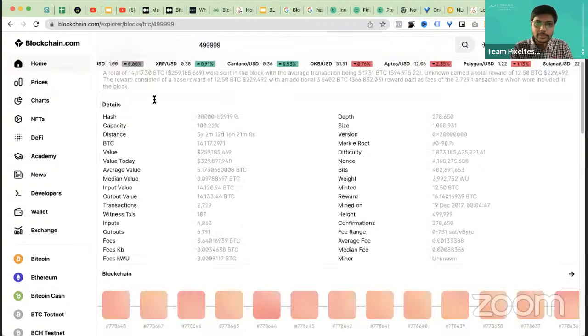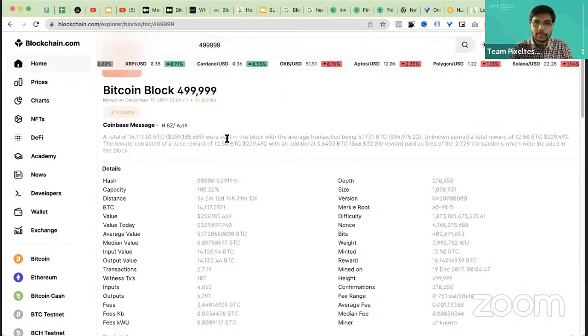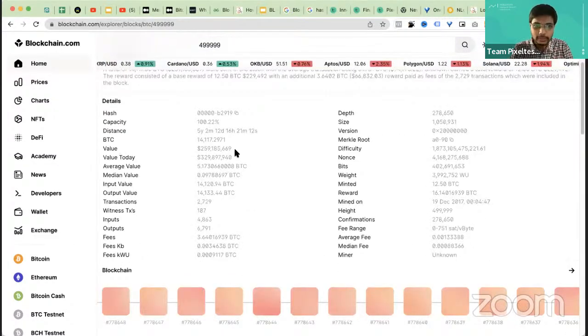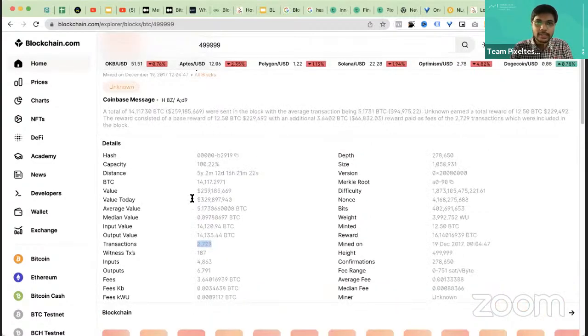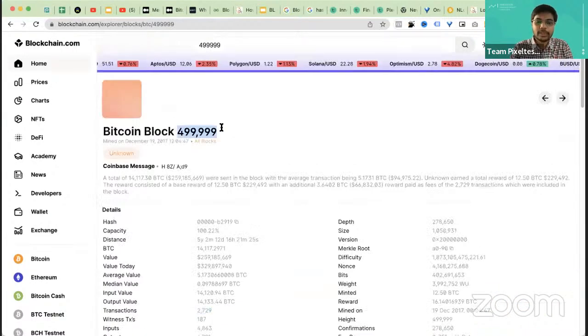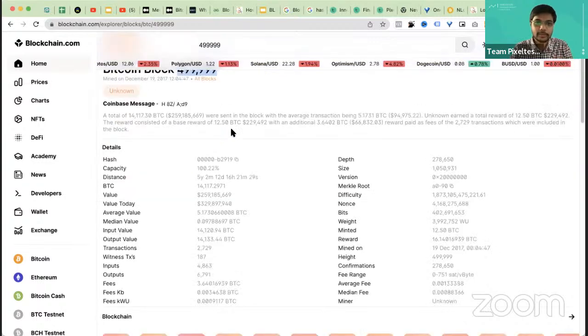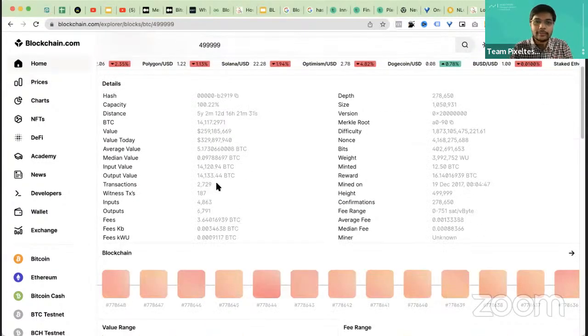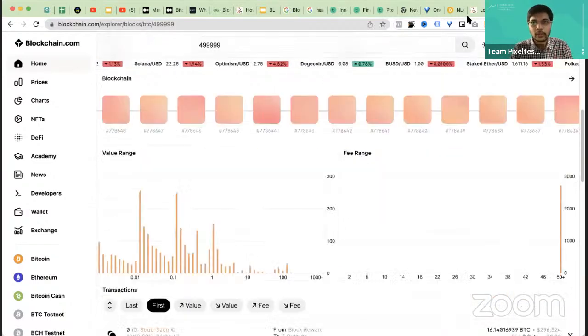Now, this is the block number, and in that block there are a lot of elements that you can see, right? You can see the block value, the inputs and the number of transactions. This particular block, number 4,99,999, has 2,729 transactions in it, right? So that many transactions got added into it.